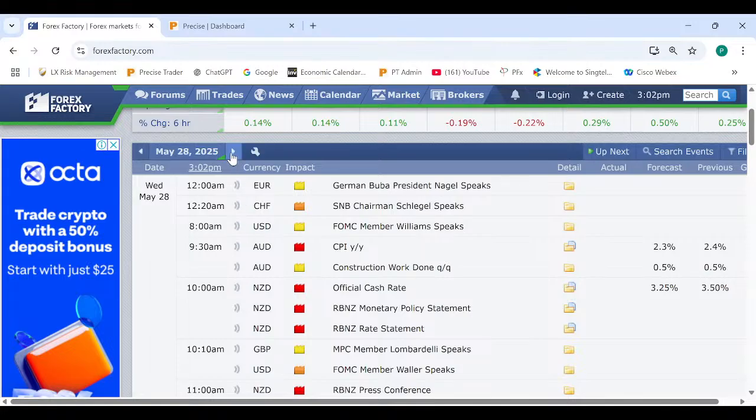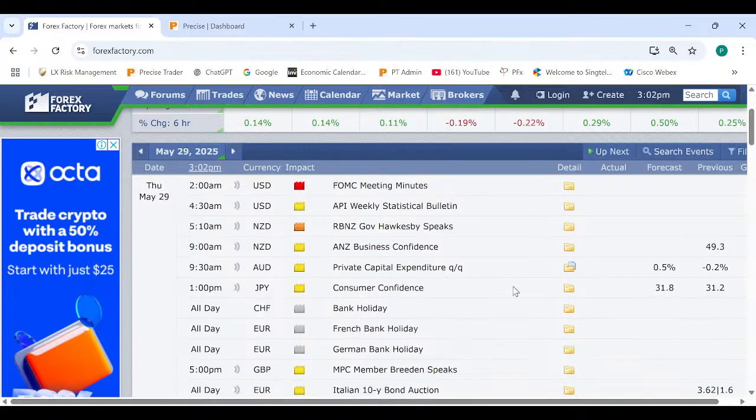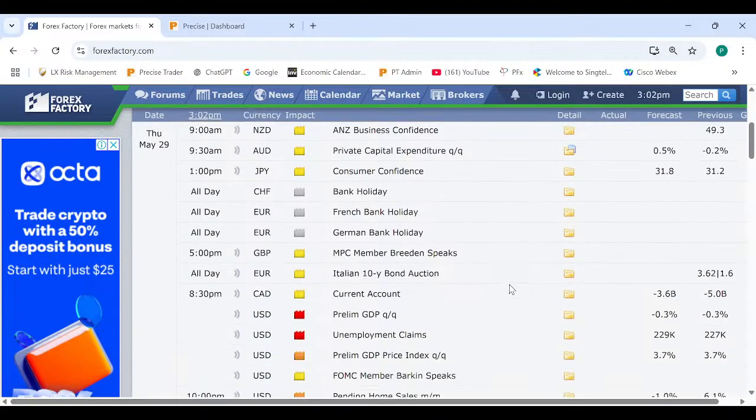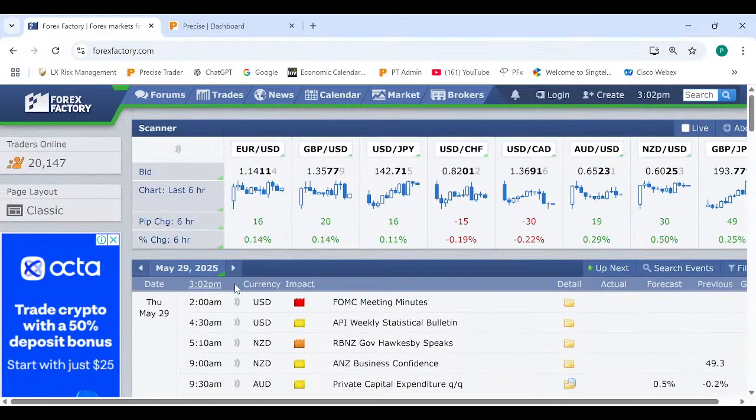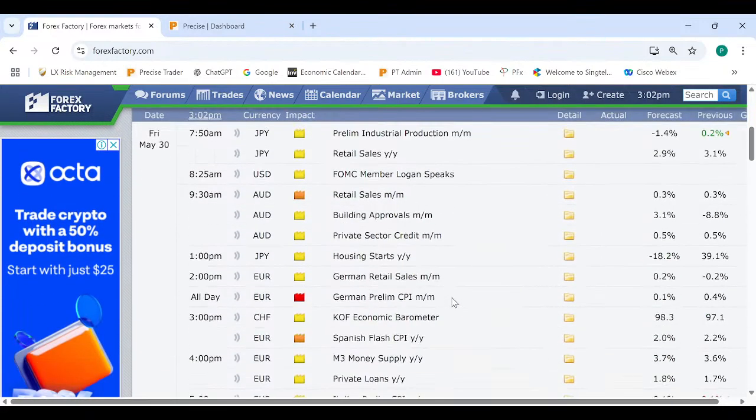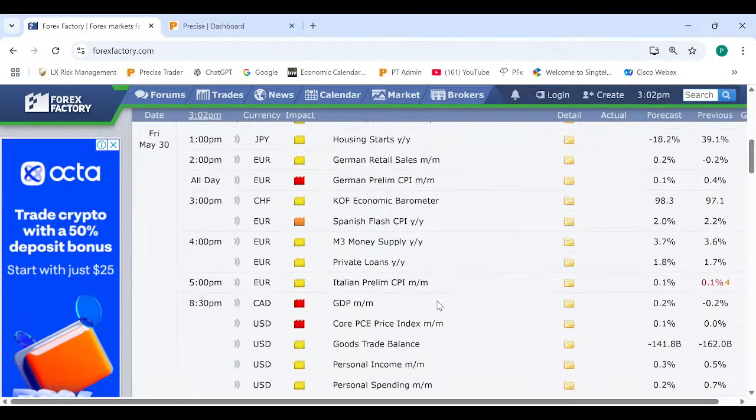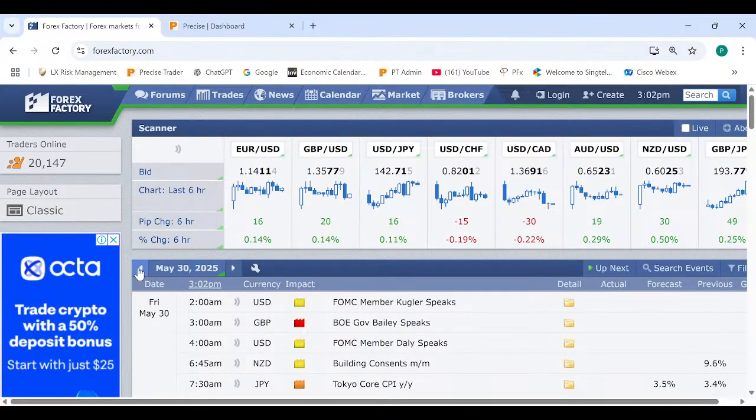Then on the 29th, we have the FOMC minutes, and we have Euro banks on holiday. I don't know, a couple of banks on holiday, and US pending home sales, prelim GDP and unemployment claims. Then finally, on Friday, we have a BOE governor talking and German prelim CPI, and Canadian GDP and core PCI. So there's a couple of data releases going to be out this week.